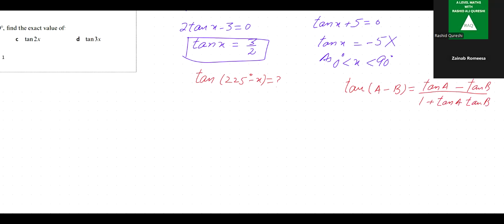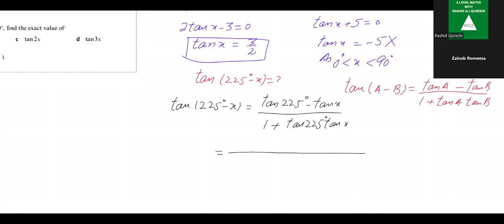I have to find tan of 225 degree minus x is equal to tan of 225 degree minus tan of x divided by 1 plus, because this minus sign becomes plus in the denominator, tan of 225 degree into tan of x.